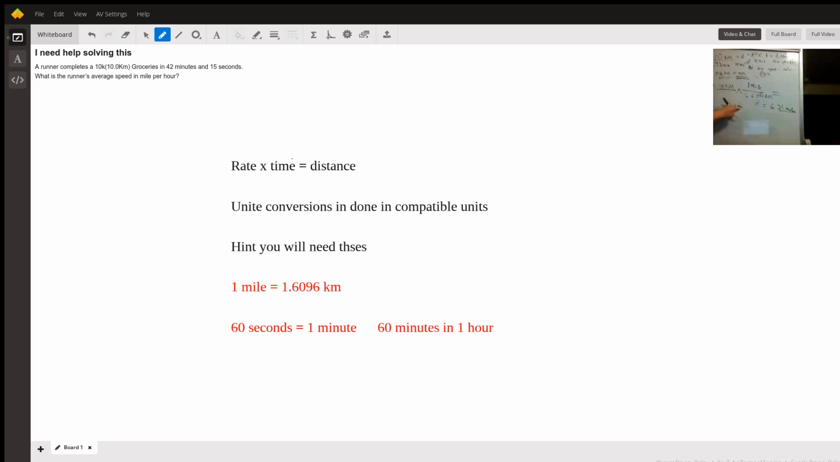So first of all, actually, let's get rid of these seconds. Okay, so we have 42 minutes and then we have a fraction of a minute. Well, the easiest way to do that, I would say, is just hold on the 42 minutes. Let's convert these 15 seconds to minutes. So we have 15 seconds, okay? And I'm going to times it by the unit conversion factor, which is 60 seconds, right?